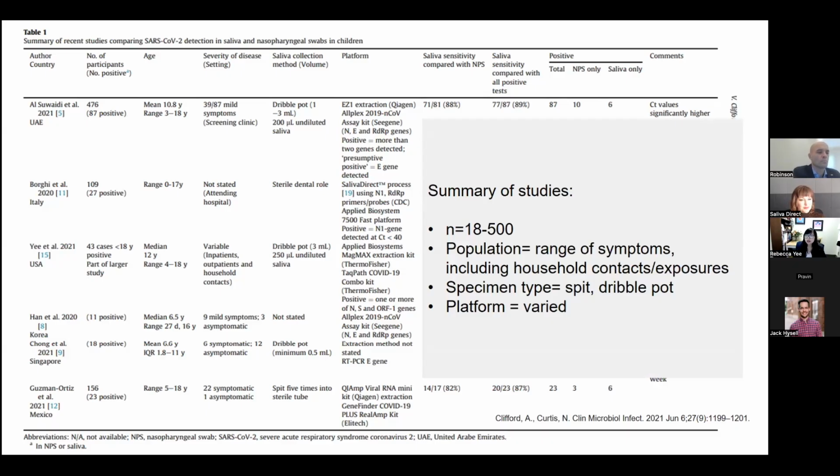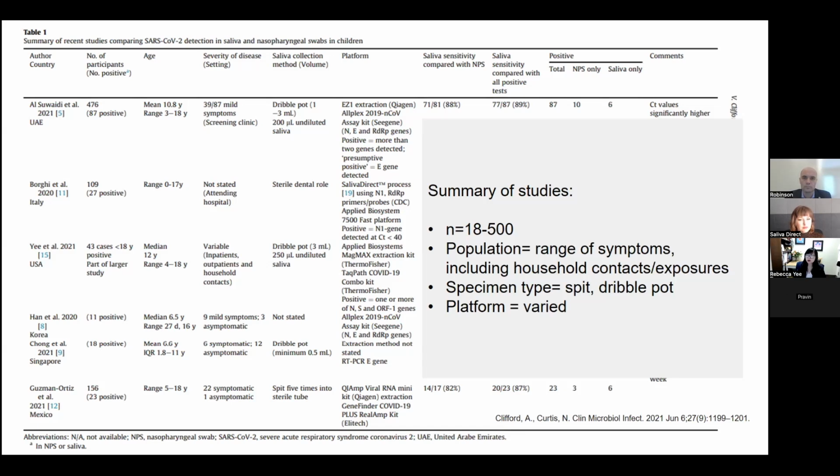Among these 6 studies, the sample size ranged from 18 individuals to 500. The population tested included a range of symptoms. We had those who were symptomatic as well as asymptomatic individuals. Those include household contacts and other exposures. The specimen type, even though it is saliva, had different collection containers. Some of these individuals spit in a cup. There were the dribble pots, and there were also those who just collected saliva based on drooling. But most importantly, the platform for testing also varied. Different types of extraction methodologies were used as well as PCR tests.